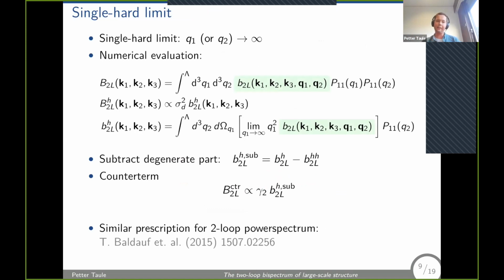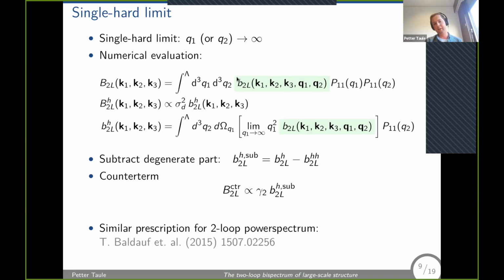Now, there's still the single hard limit to consider, where either one of the loop momenta becomes hard. And I guess while it's possible to also compute this analytically, it seems quite complex. So we use a prescription that was used for the 2 loop power spectrum some years ago by Tobias Baldauf, Mercoli, and also Matthias Zaldarriaga. And we essentially go for a numerical evaluation.